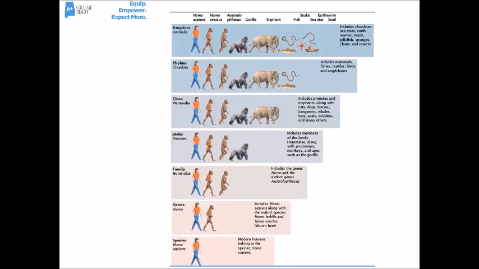So here we can see sort of how the system works. Now, domain would be up here. So we're looking at humans. So humans would be in the domain Eukarya. That would be the same domain as plants, protists, fungi, and all other animals. But we're in the kingdom Animalia. So that eliminates plants, fungi, protists.